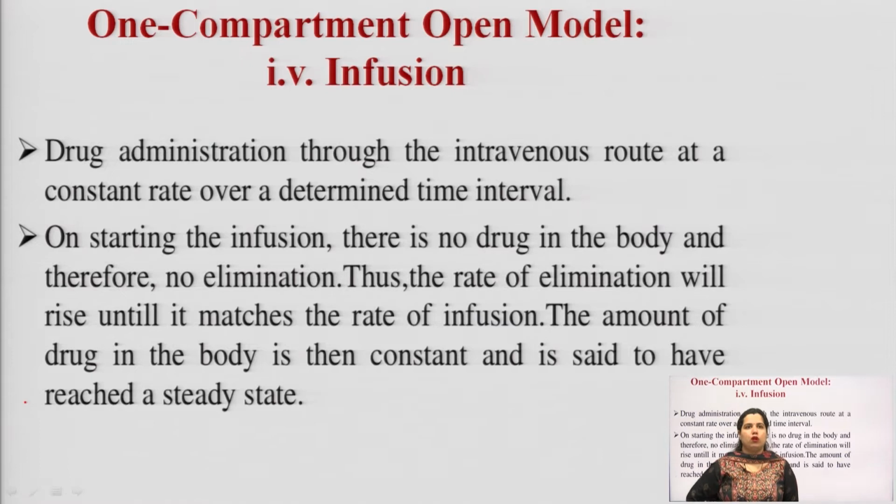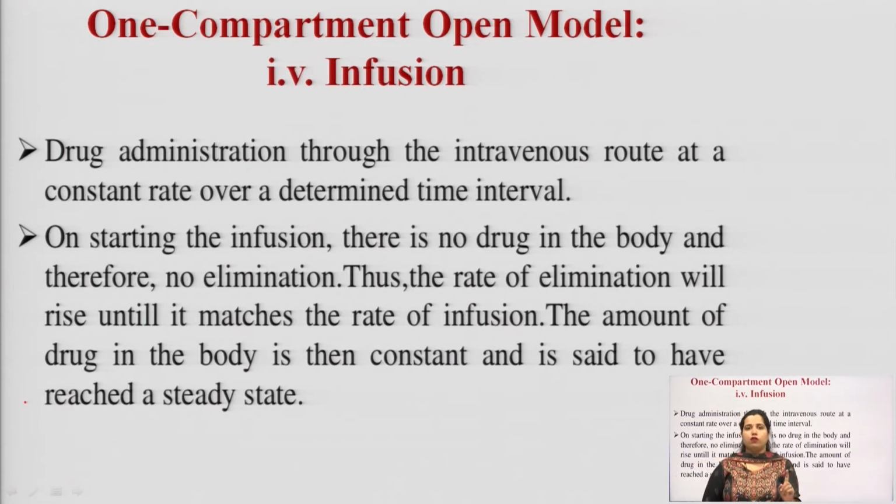In the one compartment open model for IV infusion, the drug is administered through the intravenous route at a constant rate over a determined time interval. We usually give the drug at a constant, slow rate to get the desired result. On starting the infusion, there is no drug in the body and therefore no elimination. As the drug enters the system, elimination will occur accordingly, and the rate of elimination will rise until it matches the rate of infusion.